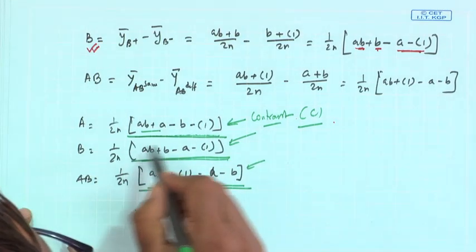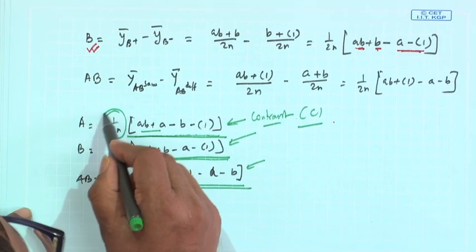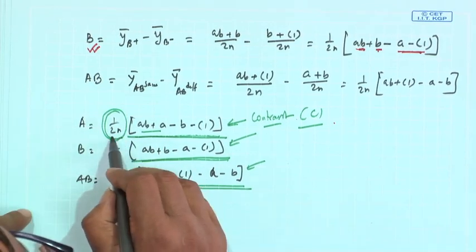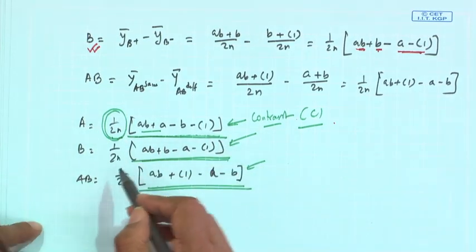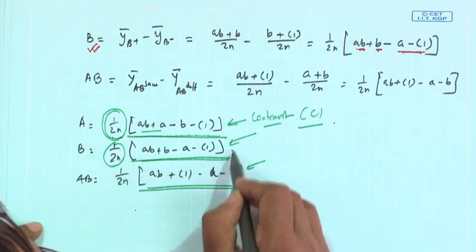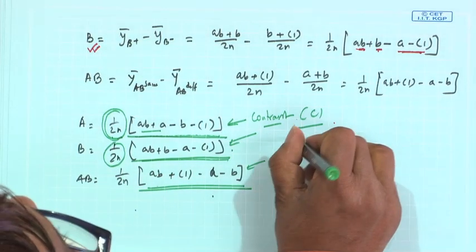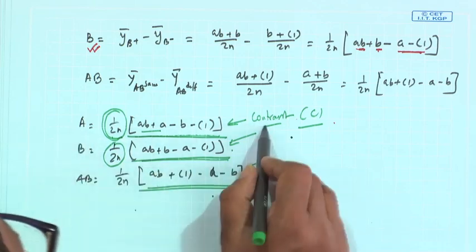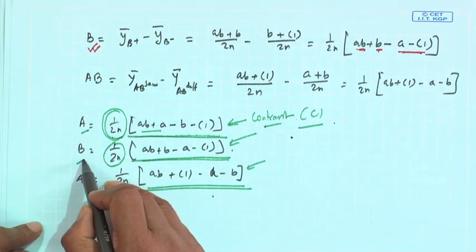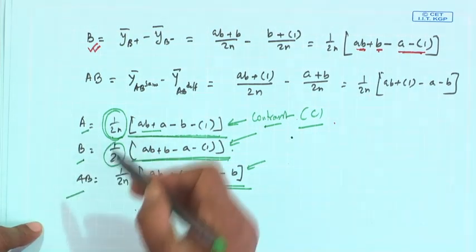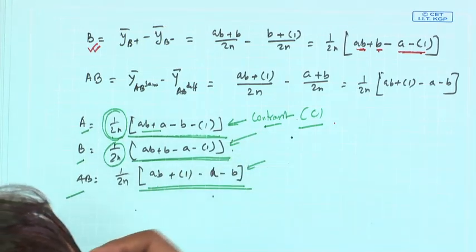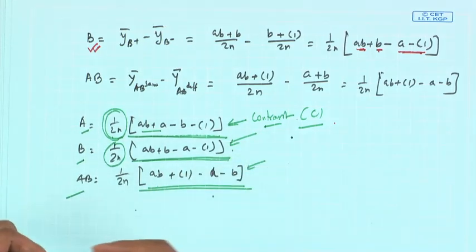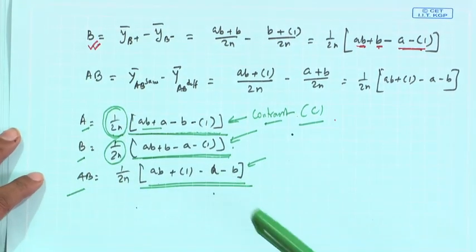Now, we have two parts. One part is the division factor, 2n, 4n, whatever it may be, that you have to identify, and you have to know the contrast. If you know the contrast, you are in a position to find the contrast for A, for B, for AB. As such, if you have many more factors and their interactions, you have to know the contrast, then you will be able to find out their effects.